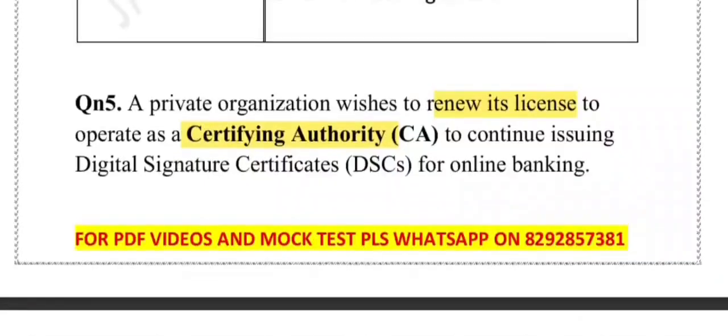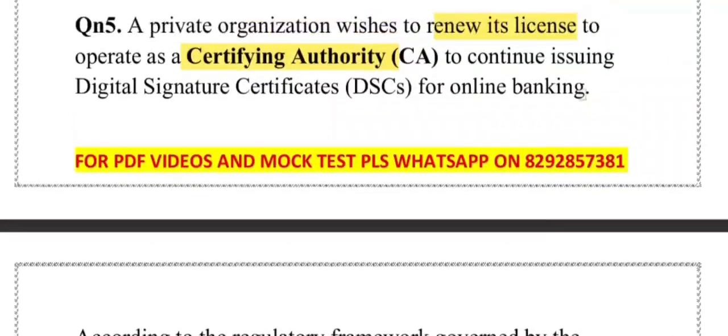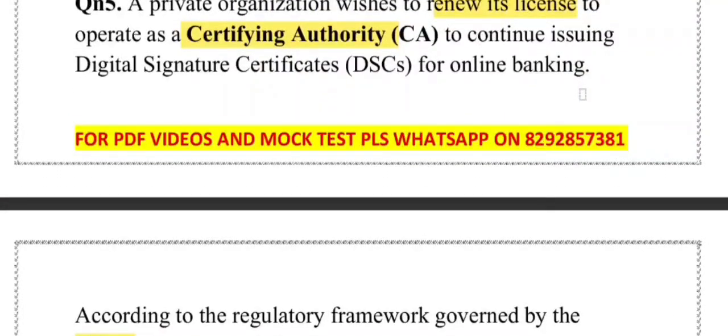So the situation is like this. A private organization is already working as a CA, certifying authority. Its license is about to expire. It wants to renew the license to continue issuing DSC for online banking. So the question is, what is the correct legal procedure and authority involved in the license renewal?